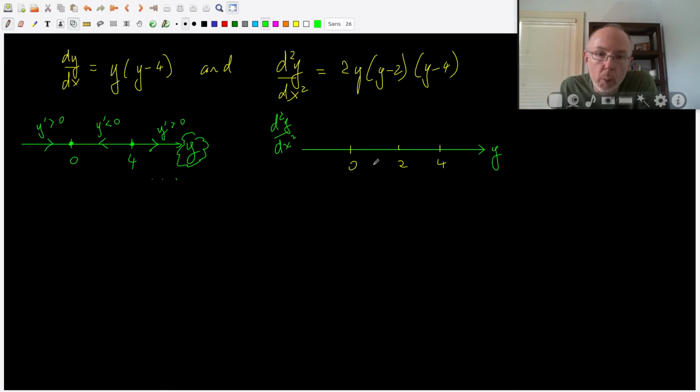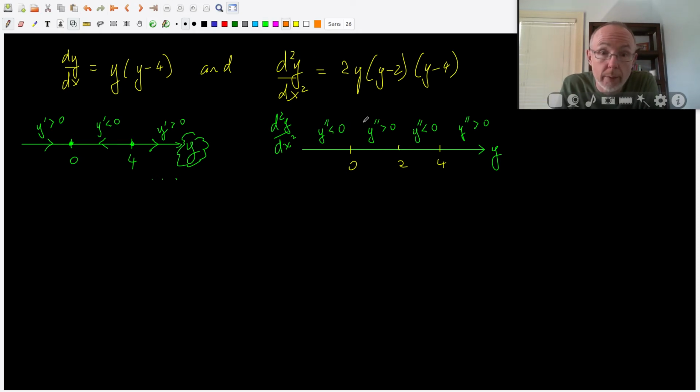If y is between 0 and 2, let's say y equals 1, then I get a positive, a negative, and a negative. So that all works out to be a positive, and y double prime is greater than 0 in that region. Between 2 and 4, so for example at 3, I get 6 times 1 times minus 1, so y double prime is negative in this region. And then when y is bigger than 4, positive, positive, positive, so y double prime becomes positive again when y is bigger than 4. And when y is negative, I've got a negative, and a negative, and a negative, so that's negative. So there is my second derivative.